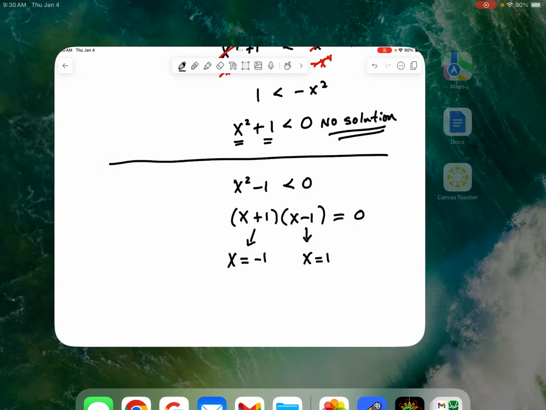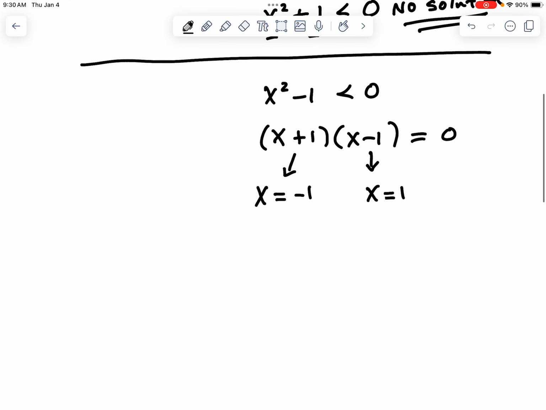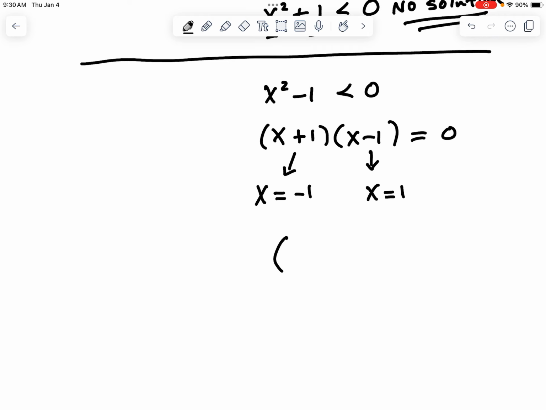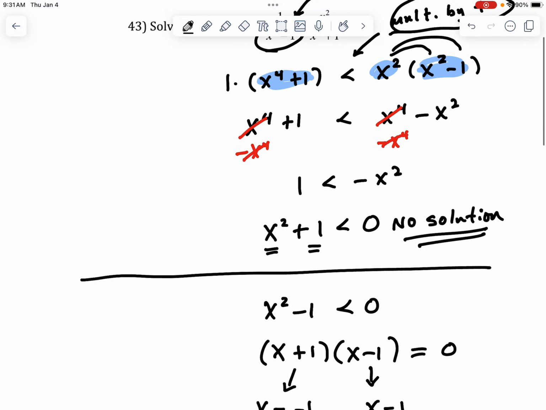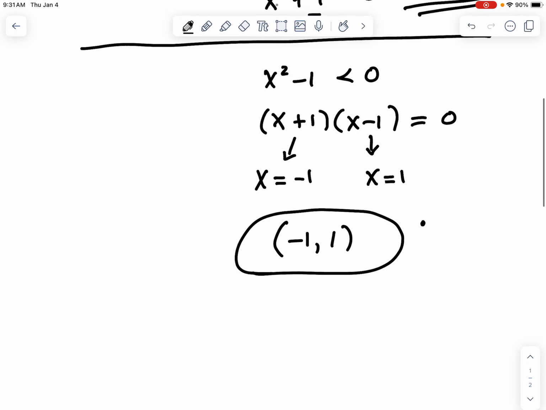So the final answer is when x is in this interval from -1 to +1. And this needs to have the round parentheses, because if you actually did have x equals 1 in this one, that's what I was saying at the very beginning of this video, that would make division by 0, so that's not possible. So the final answer is between -1 and +1.